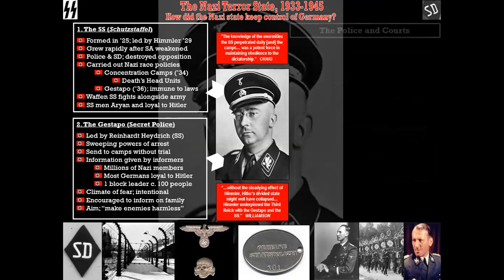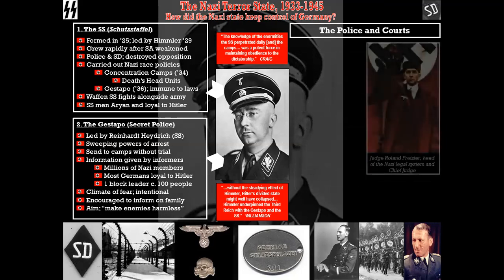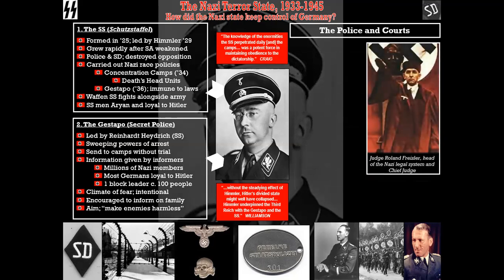The third area I'm going to talk about are the police and the courts. How law is administered. The leader of this, the personality I've associated, is Judge Roland Freisler, the head of the Nazi legal system and chief judge. He is clearly an impartial observer when it comes to political crimes in the courts, the people's courts that he runs. Oh no, wait, there he is. He's doing a Nazi salute. Oh, I see.